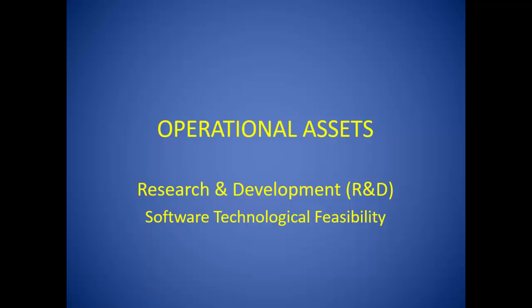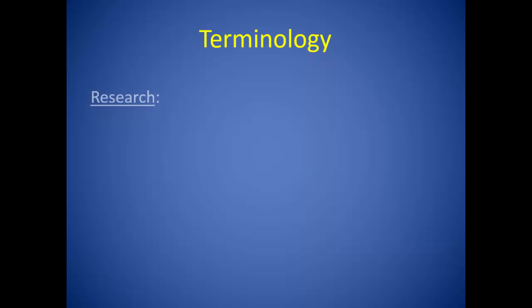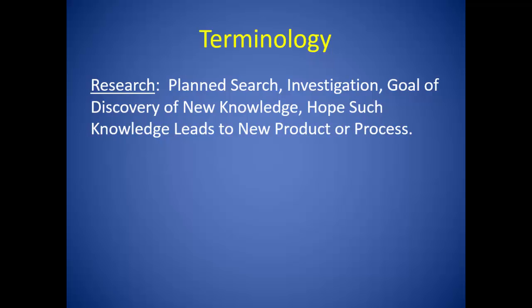So we'll talk a little about the research and development rules, how we account for those, and what it means to be technologically feasible for software development. So a little terminology first. Research refers to the planned search or investigation with the goal of discovery of new knowledge, the hope being such knowledge leads to new products or a process.